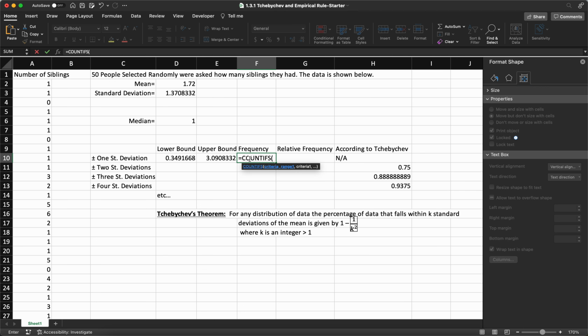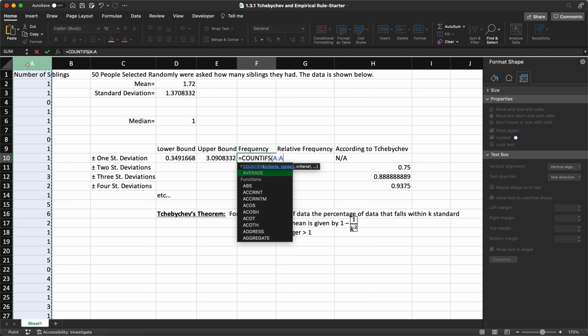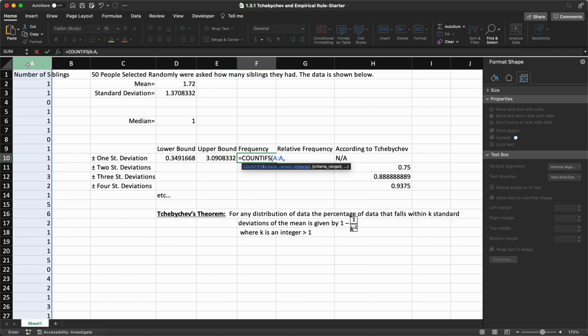Okay, so the COUNTIFS function takes at least 2 arguments. We're going to do 4 arguments. The first thing is the data I want to look at. So I want to look in column A, comma, that's how you separate your inputs here. So those are the different arguments. Arguments are separated by a comma.